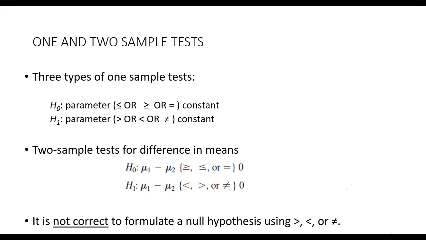It is not correct to formulate a null hypothesis using just more than, just less than, or not equal to. Using more than or equal to is correct. So the correct notation of the null hypothesis is always more than or equal to, less than or equal to, or equal to. This is the right formulation of the null hypothesis.